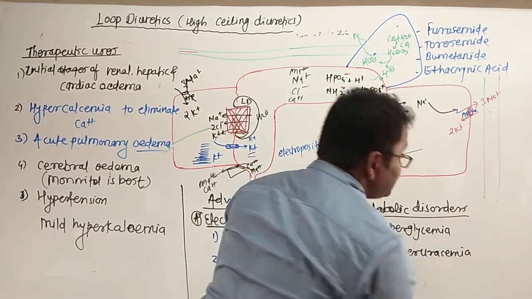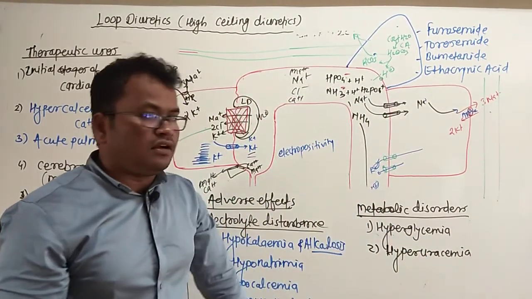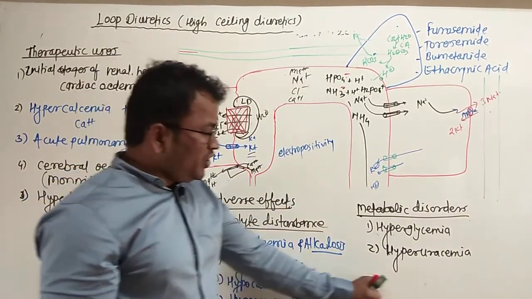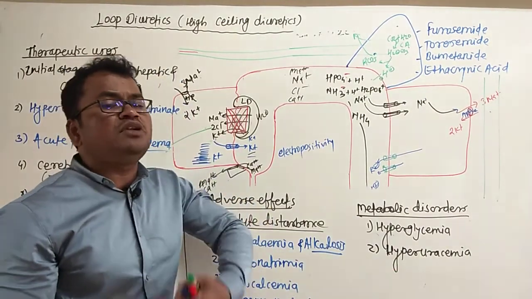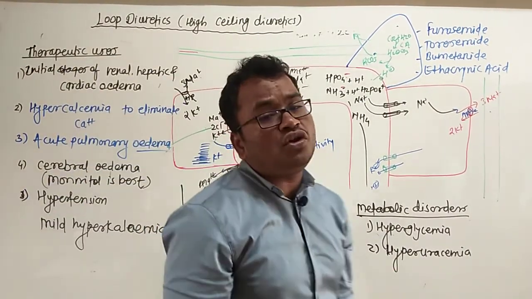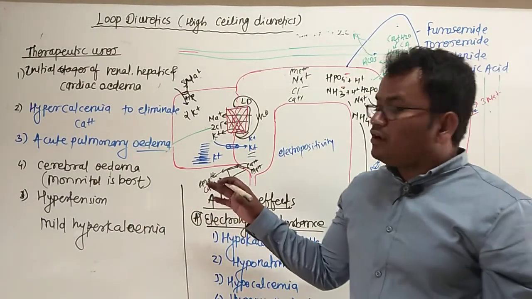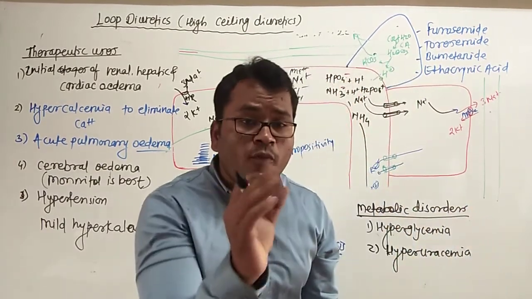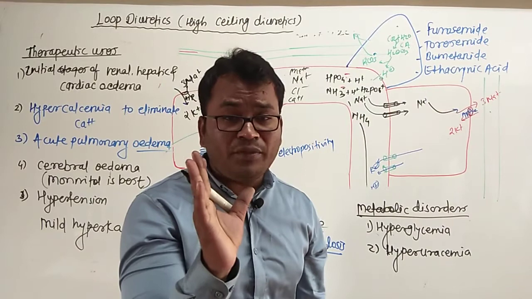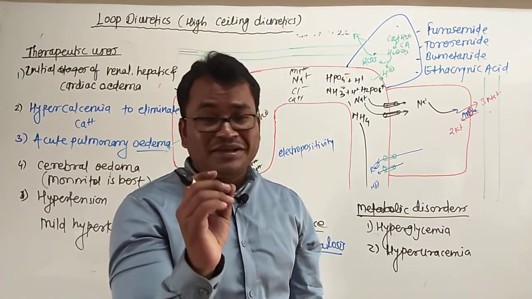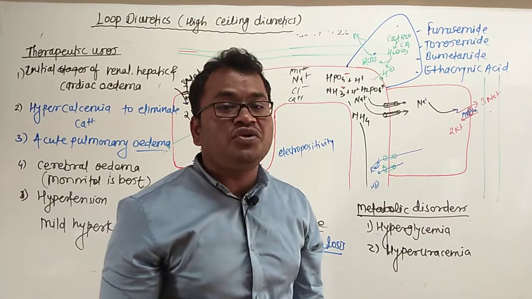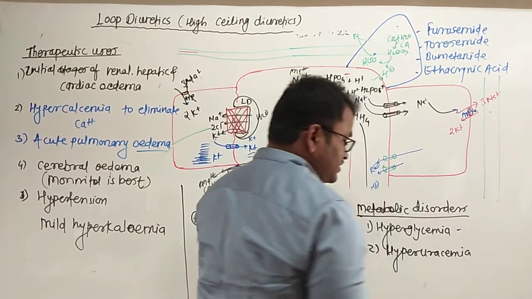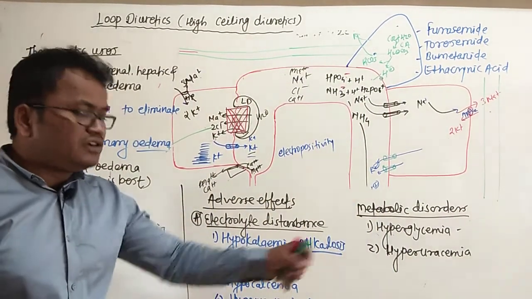Hyperuricemia means increased uric acid level in the blood. Loop diuretics decrease the excretion of uric acid, so uric acid is deposited maximally in the blood, which may lead to gout. So long-term use of loop diuretics in old patients may lead to osteoporosis and gout. Gout means not goat, G-O-U-T. Hyperuricemia leads to gout.